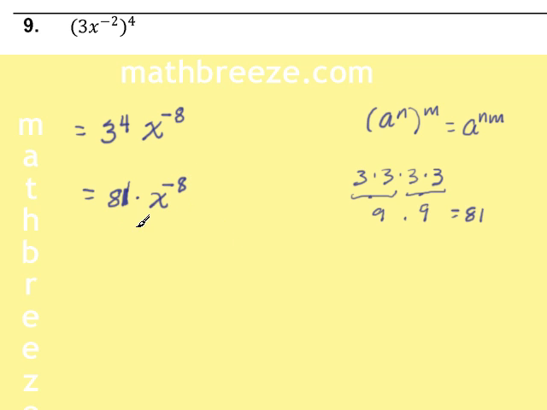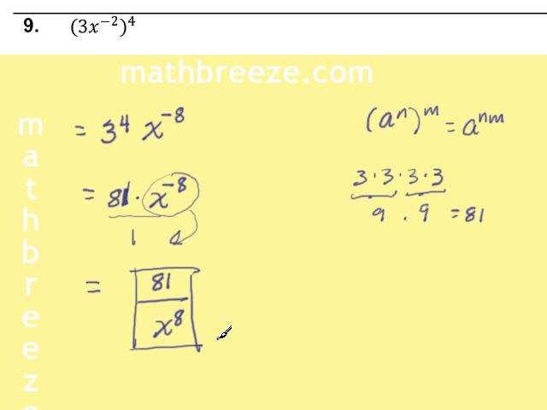All right, now what are we going to do with this x to the minus 8? Well, we'll bring it to the denominator. Let's say we write this as over 1. Anything can be written as itself over 1, so let's do that. And let's just bring this down to the denominator. So we have 81 left in the numerator and x to the 8 in the denominator.